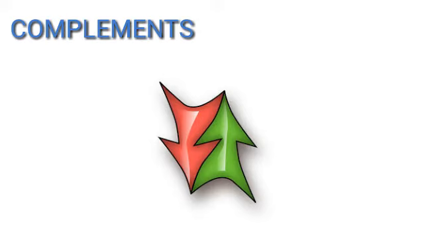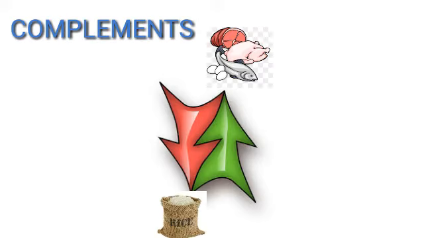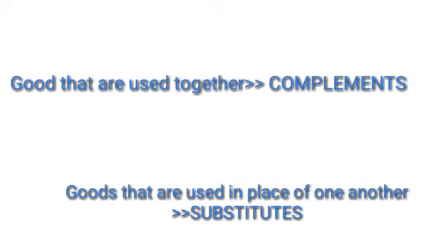Of course, there's also complements. So when the price for rice falls, it is going to increase the demand for food items such as fish and meat. So goods that are used together are complements, while goods that are used in place of one another are substitutes. The last shifter of demand is consumer expectations.